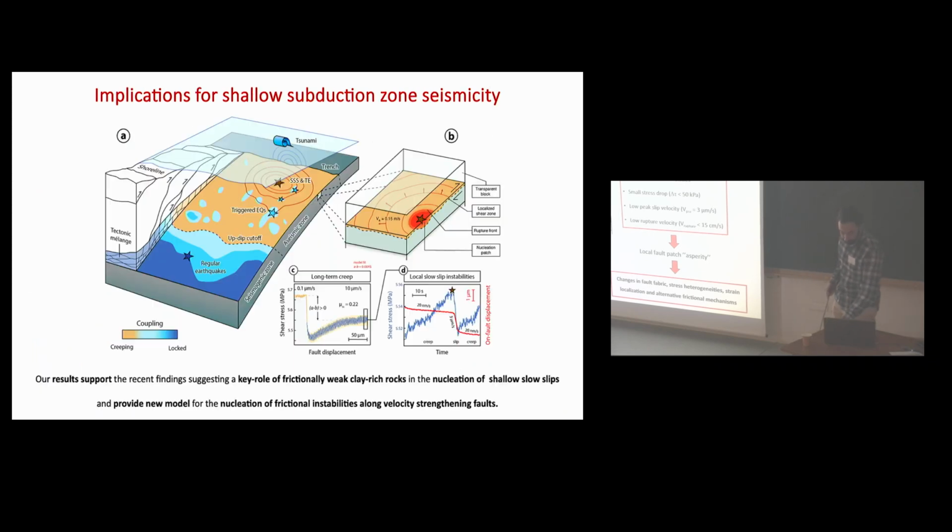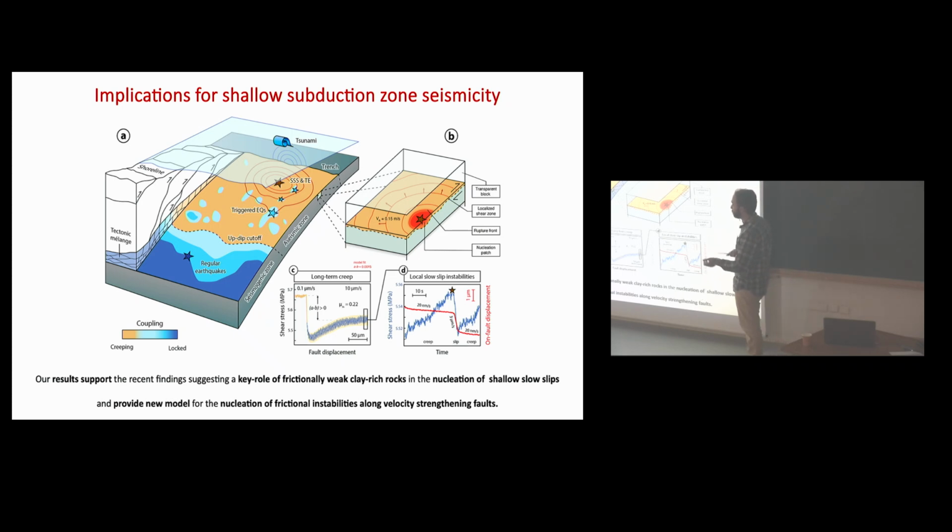And to conclude, our results also support recent findings suggesting a key role played by the frictionally weak clay-rich rocks in the nucleation of shallow slow slip, and also provide a possible new model for the nucleation of frictional instabilities along velocity strengthening faults.